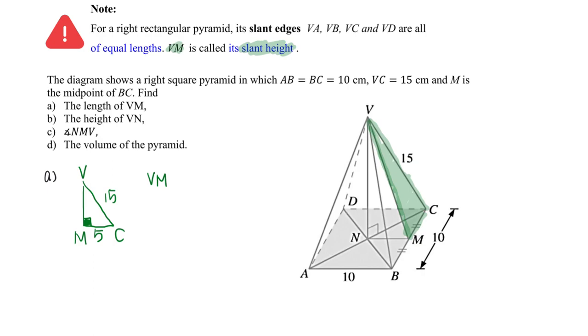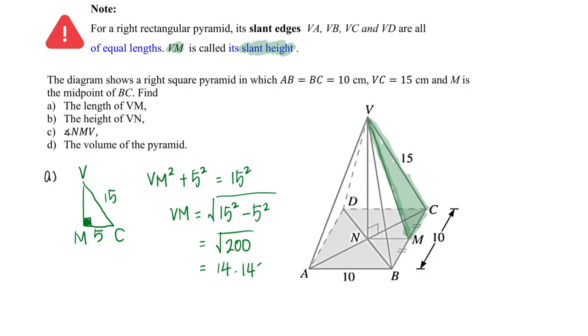VM square plus 5 square is equals to 15 square. So I will be able to find VM easily. Minus 5 square on both sides. After that, I square root it. This will be equals to square root 200, which will be 14.142 to about 5 significant figures, followed by 14.1 to 3 significant figures.